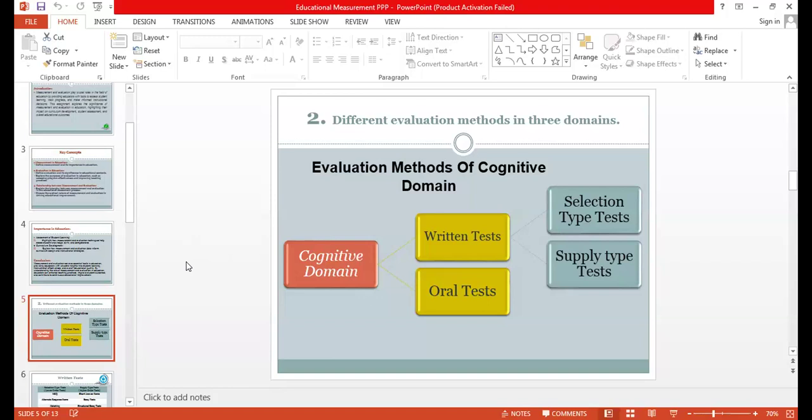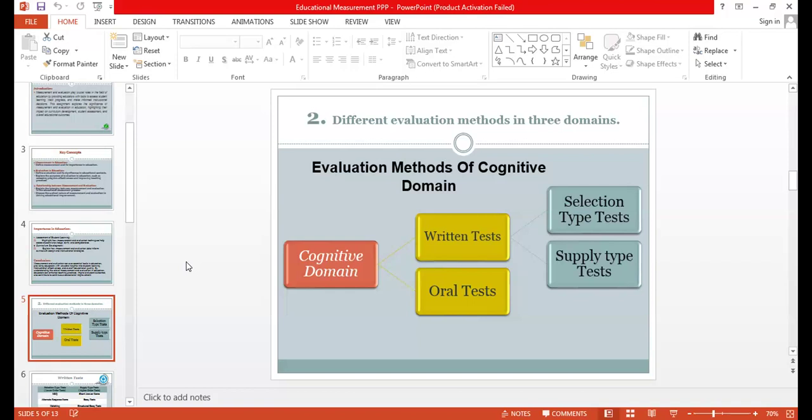Knowledge, comprehension, and application are called lower order cognitive skills. Analysis, synthesis, and evaluation are called higher order cognitive skills. Selection type tests are appropriate to measure the lower level cognitive skills, as well as the supply tests are appropriate to measure the higher order cognitive skills.